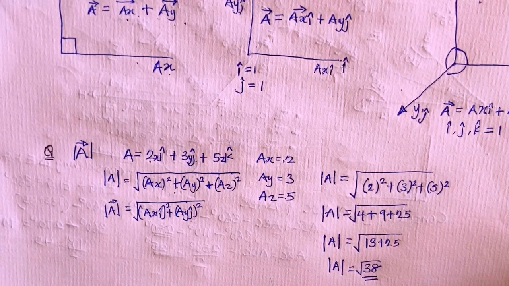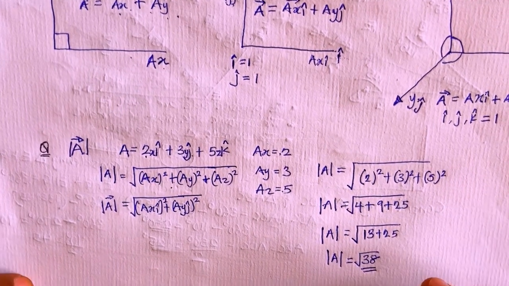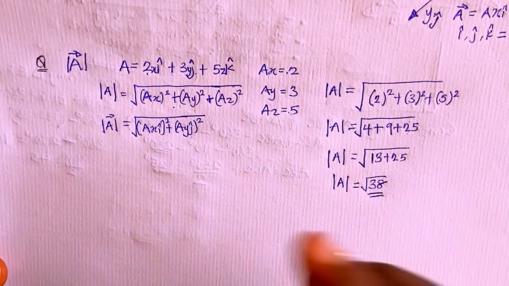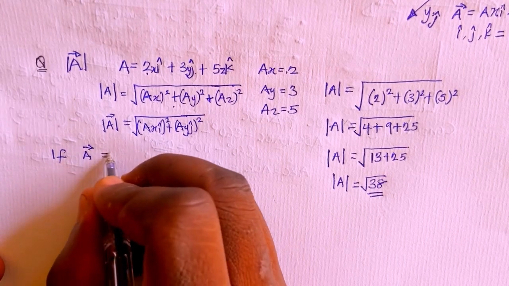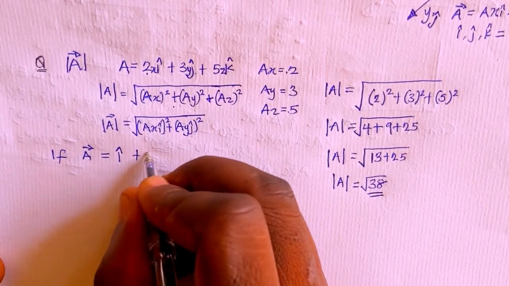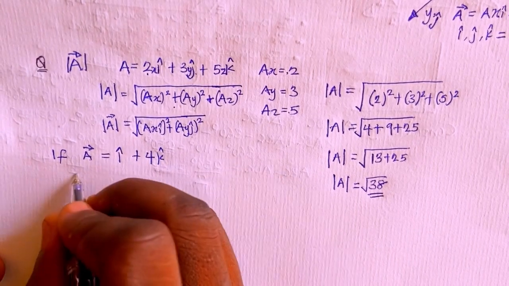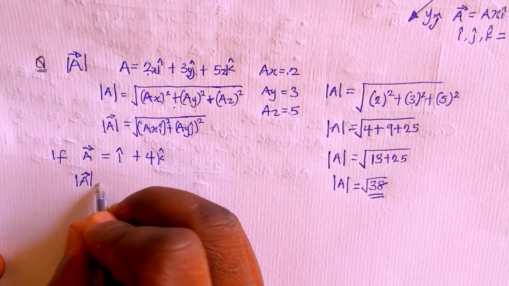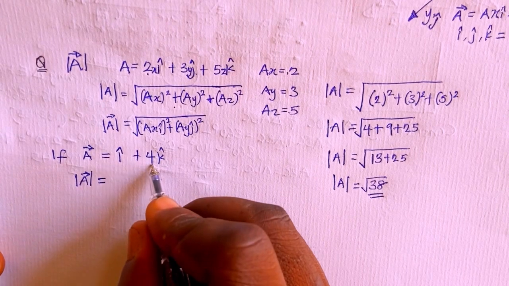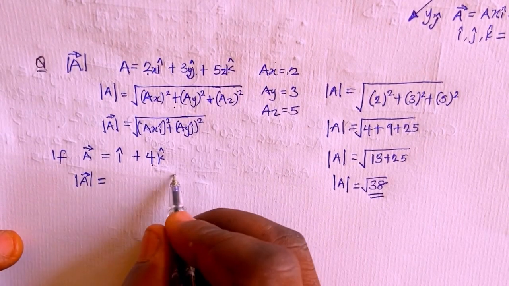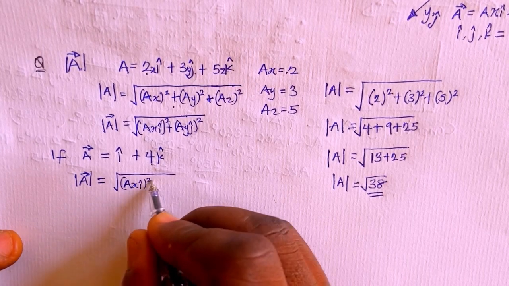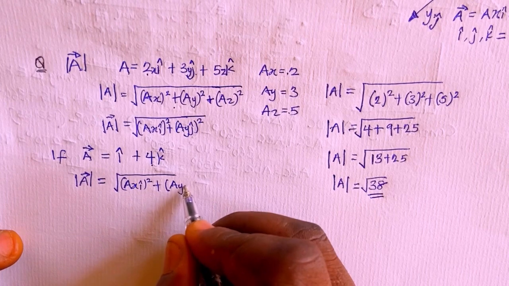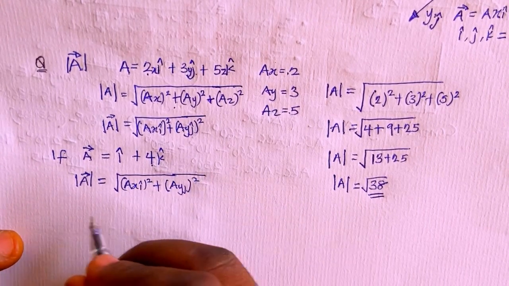So after that, let's say we are given that vector A equals i plus 4k, right? We are now asked to find the magnitude of vector A. In this case, as you can see, this is actually 2 components, right? And the magnitude of vector A is taken to be the root of (axi) squared plus (ayj) squared, as far as 2 components is concerned.